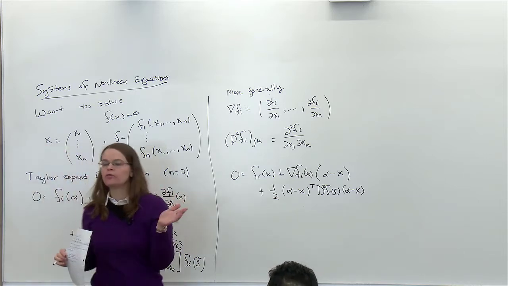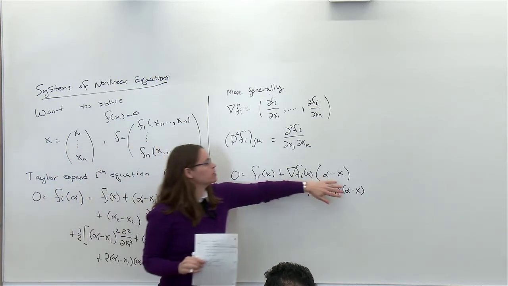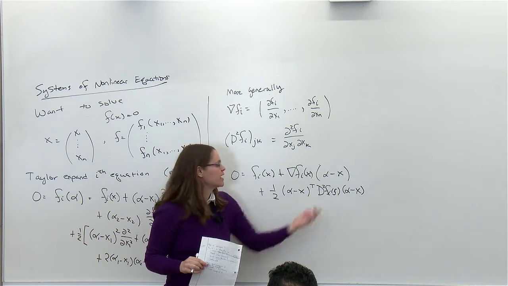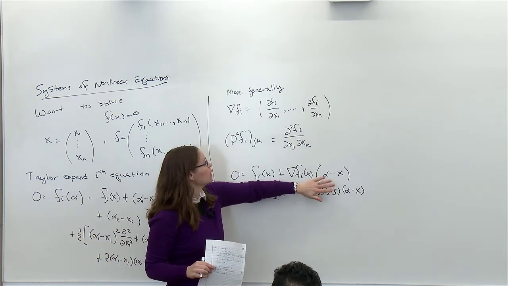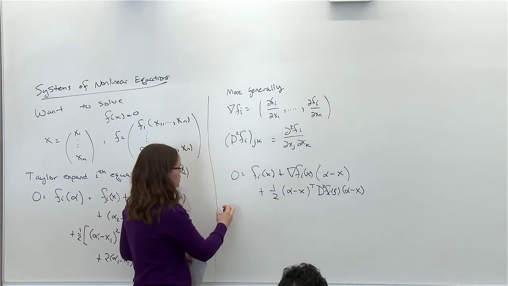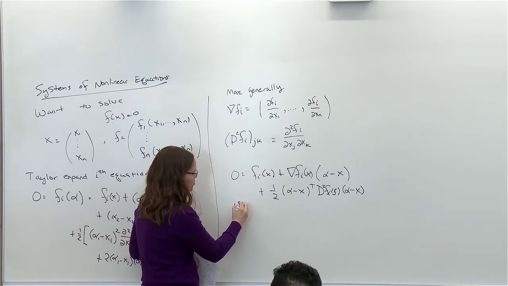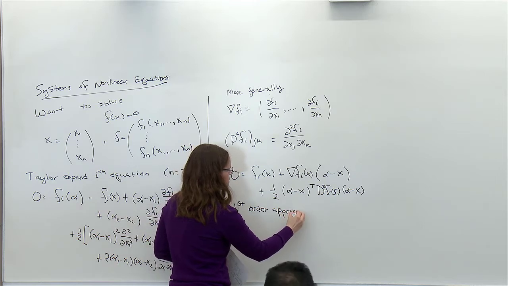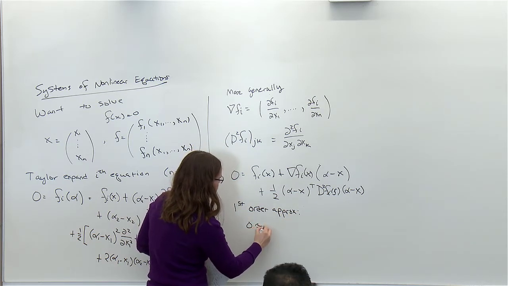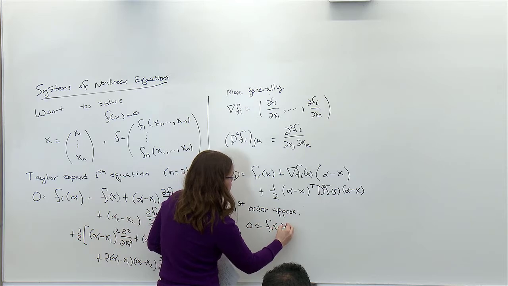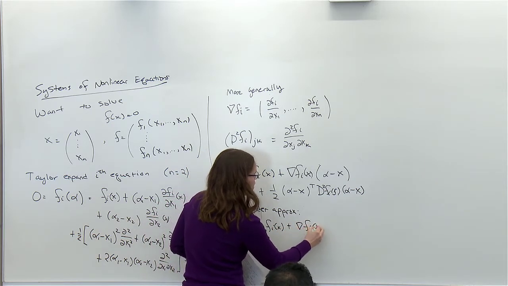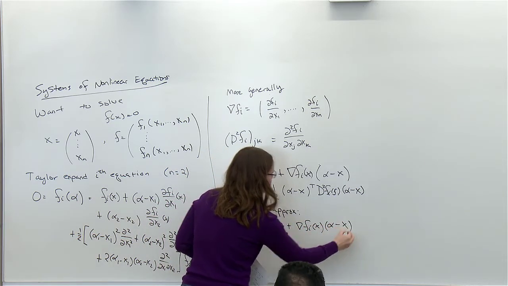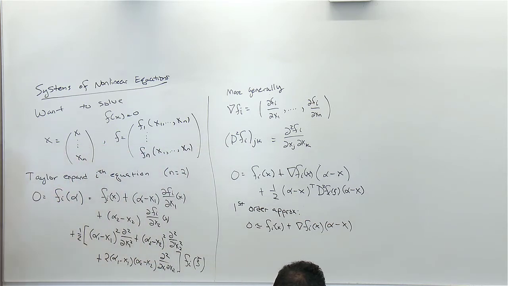Now we know for Newton's method, we're going to ignore this error term because we can't compute it exactly. So when we ignore it, we get a linear system. If we just use the first order approximation, we get 0 is approximately equal to fi of x plus the gradient times alpha minus x. And now we want to try to solve for alpha. Alpha is the root. Alpha is the thing that we want.